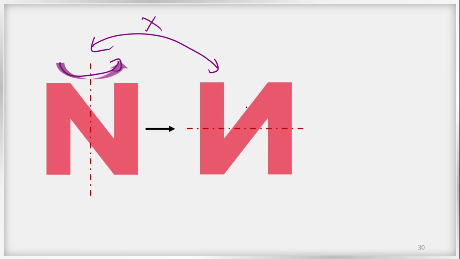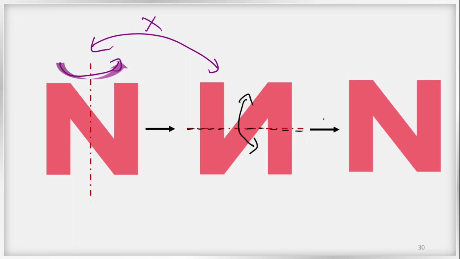But what happens if I flip it vertically with respect to a horizontal axis? Here you can see there is a horizontal axis. What happens if I flip this alphabet with respect to the horizontal axis? So let us do that. If I do that, you can see that I will get the actual letter back, the actual alphabet N back. I have performed two operations. One is flipping horizontally with respect to the vertical axis, that is done here, and flipping vertically with respect to the horizontal axis. After these two operations, I will get the same alphabet back.